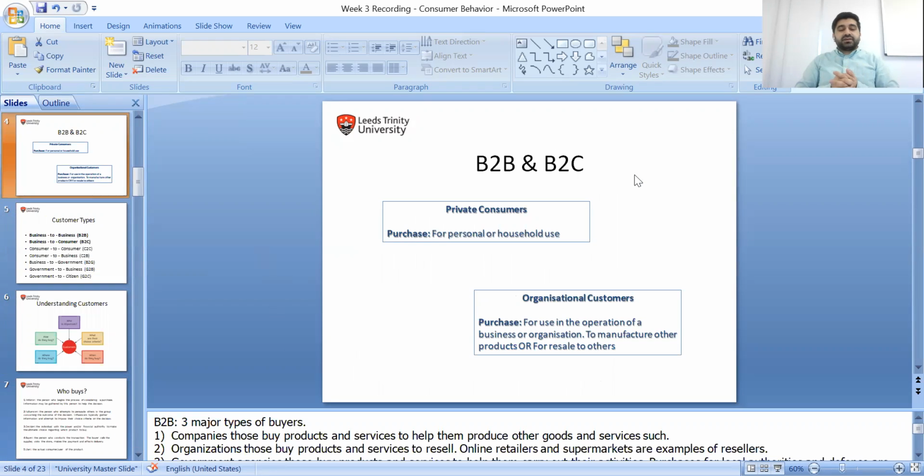Business to customer is the most frequently used here. All businesses selling their products or services to customers for personal use or household use. This is called business to customers. Number two is B2B. B2B means business to business: all products or services selling to other businesses. This is an example of B2B.